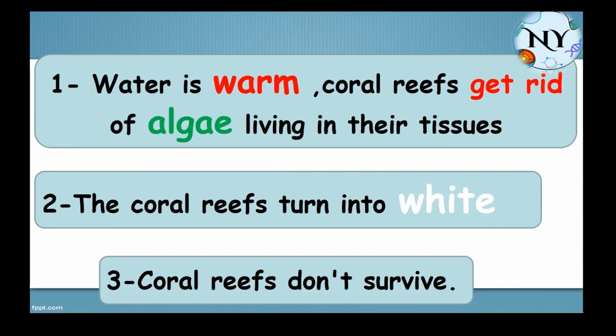All right. So the first step, water is warm. So when water becomes warm, coral reefs get rid of algae that live in their tissues. There are a lot of algae that live inside coral reefs. So when the water becomes warm, coral reefs get rid of algae. Number two, coral reefs turn into white color. So they don't survive, they die, which is unuseful for most of marine organisms.